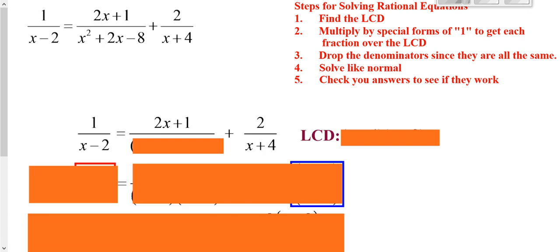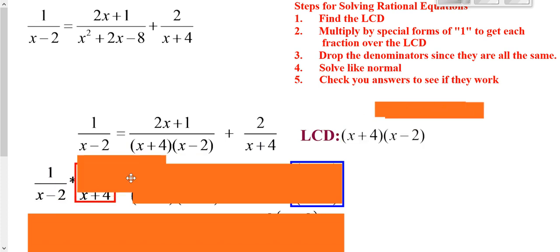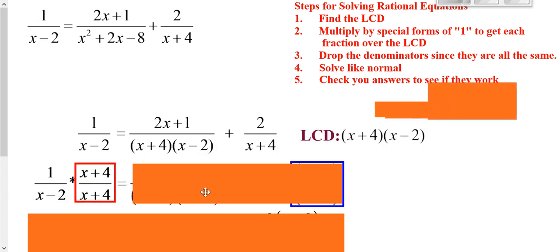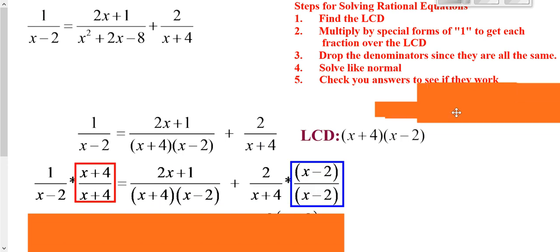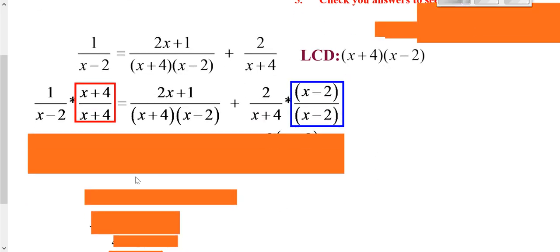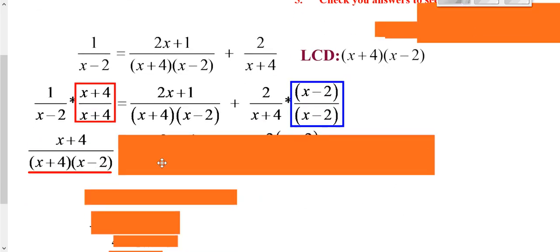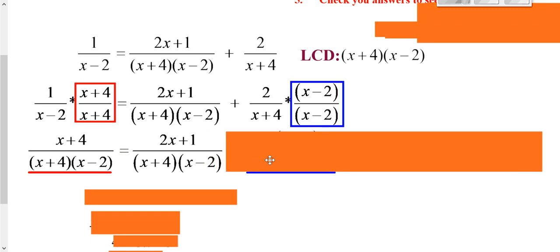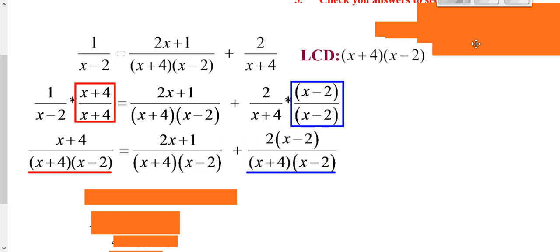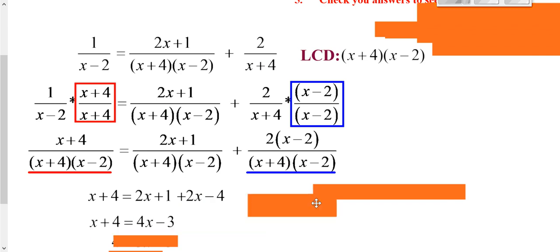So try this one and then watch the video. Factor, find your LCD. Multiply by special forms of 1 to get your least common denominator. Write each thing as one fraction. Bring that one down, write that as one fraction. Everything has the same denominators, so just work with the numerators. Solve it.